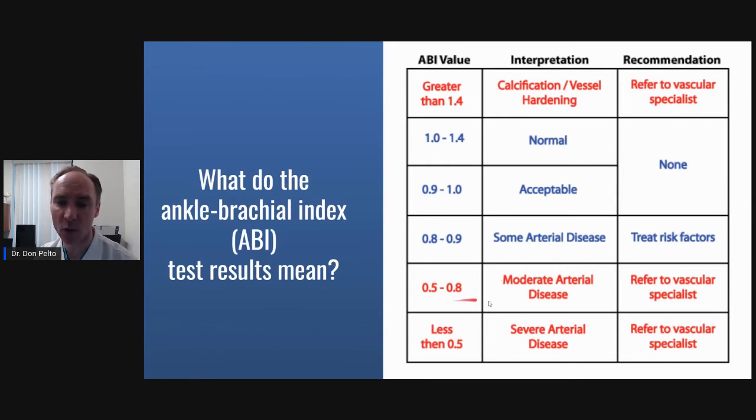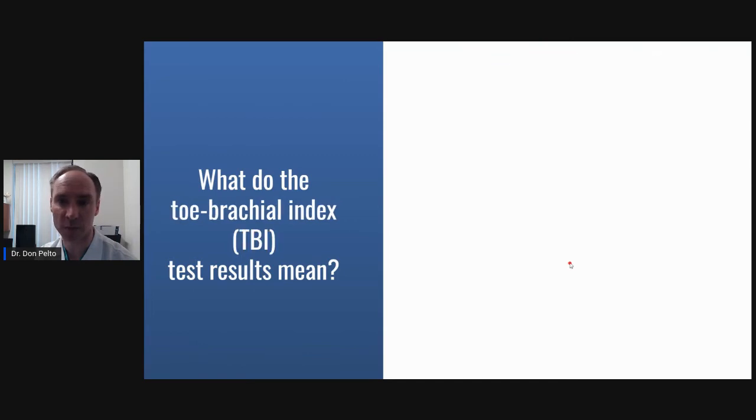And then if it's really low, if they have moderate to severe, usually in our area, the moderate ones we kind of deal with because the vascular people don't like to see everyone that has moderate disease unless they have symptoms, meaning if they have cramping pain or claudication or a wound, that's when we send them to a vascular specialist. And that could be an endovascular surgeon. It could be a vascular surgeon, and it could be also an interventional radiologist. Those are the three that we refer to.